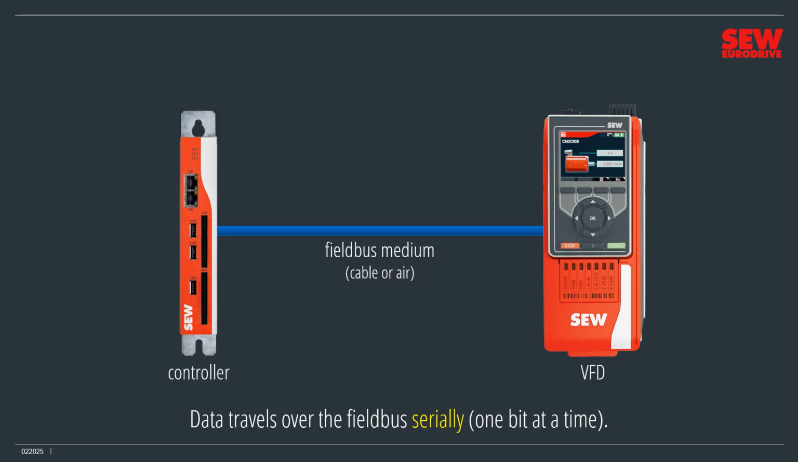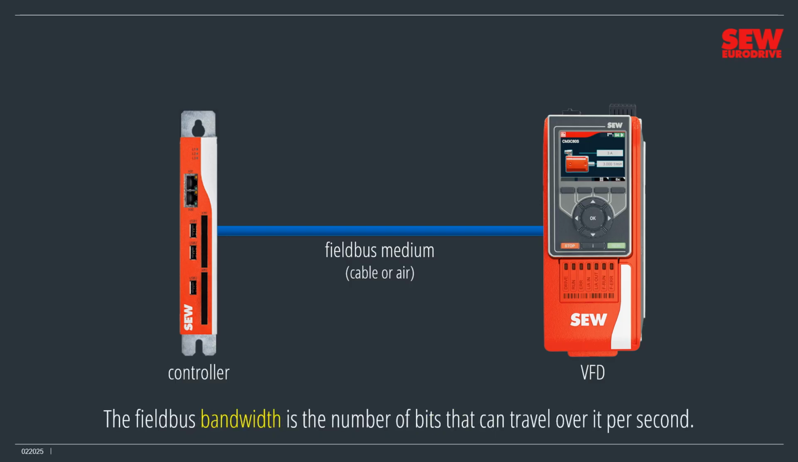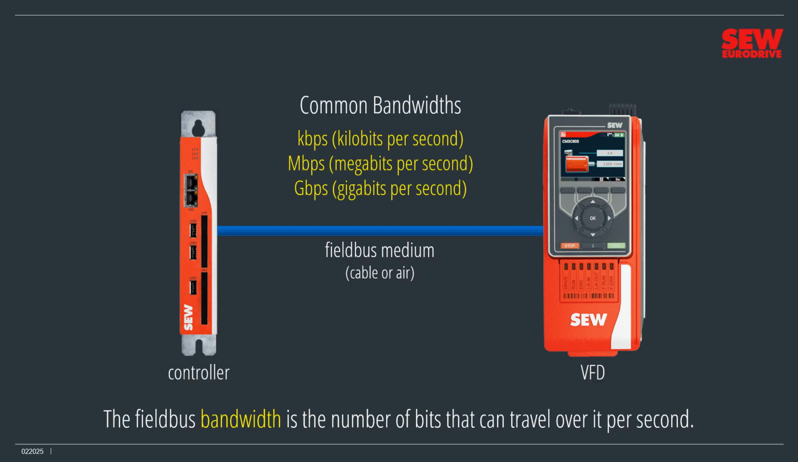Each Fieldbus technology has a speed rating called bandwidth. The Fieldbus bandwidth is the number of bits that can travel over it per second. Older Fieldbuses have bandwidths rated in kilobits per second. A kilobit is 1,000 bits. Newer Fieldbuses have much higher bandwidths, megabits or gigabits per second. A megabit is 1 million bits, while a gigabit is 1 billion bits.